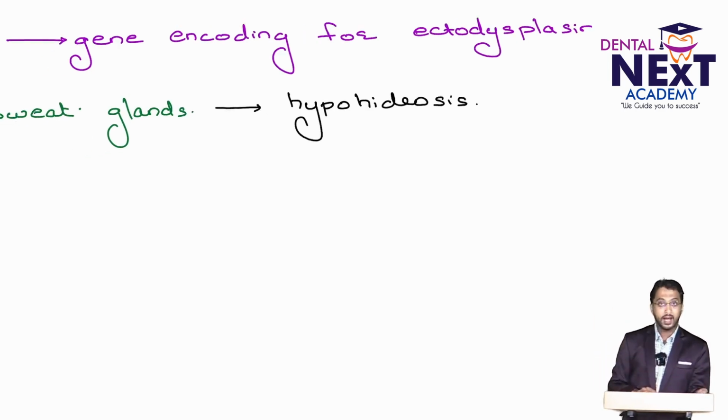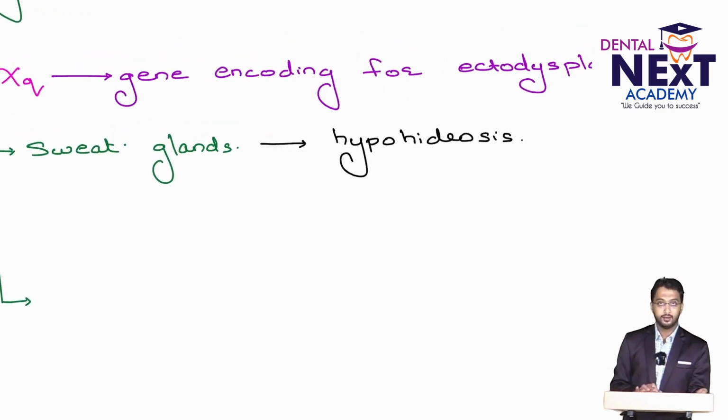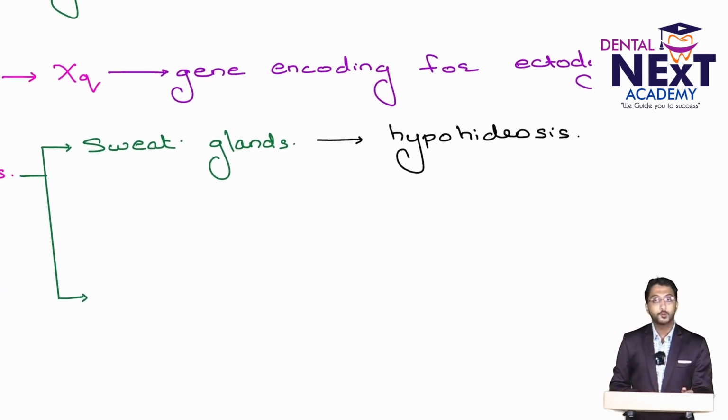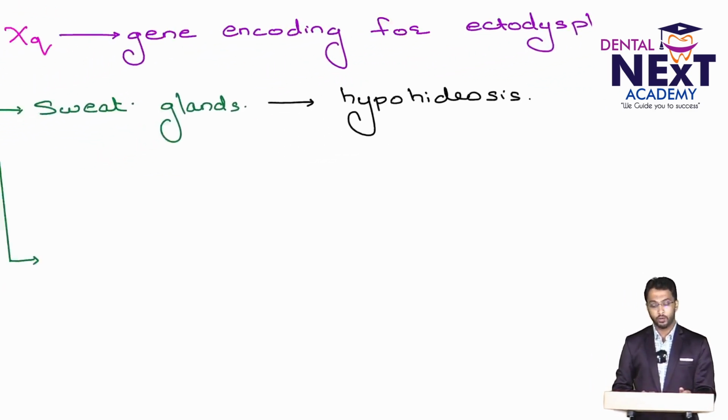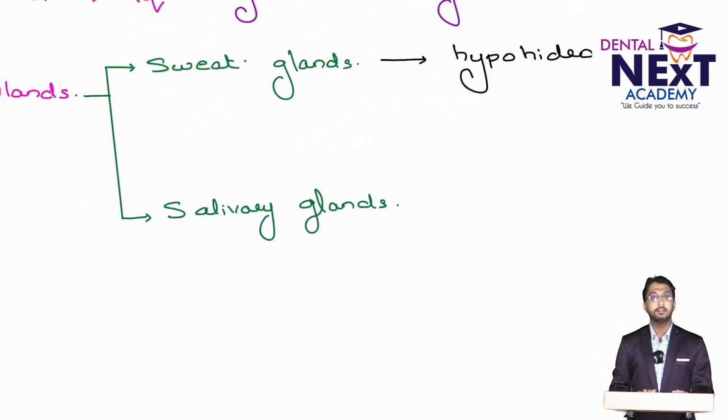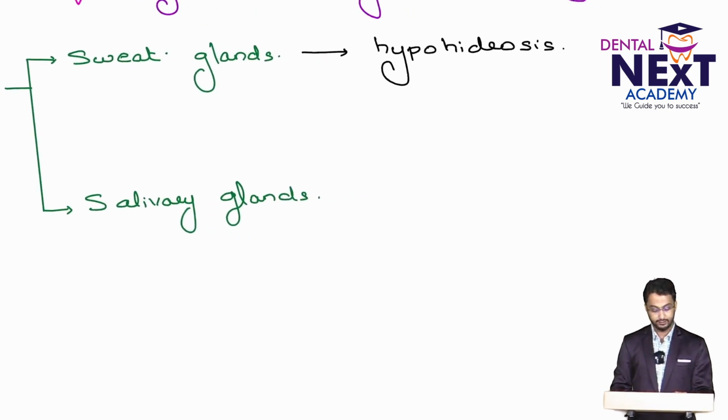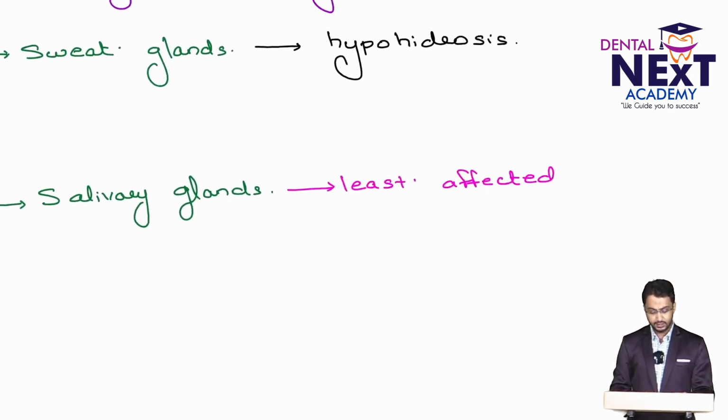So we should be thankful to God that we don't have such problems. Just imagine every 1 hour, every 2 hours pouring water on your body. How difficult it's going to be, isn't it? So sweat glands are most commonly affected, hypohidrosis, and definitely salivary glands. Okay, salivary glands, but they are the least affected.